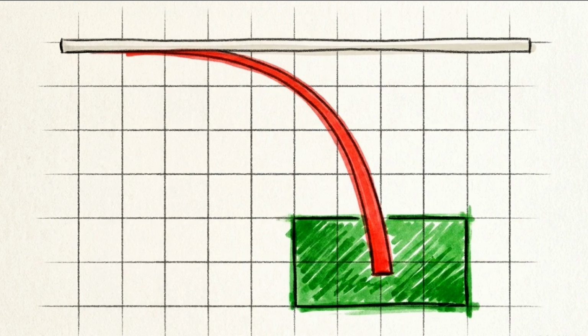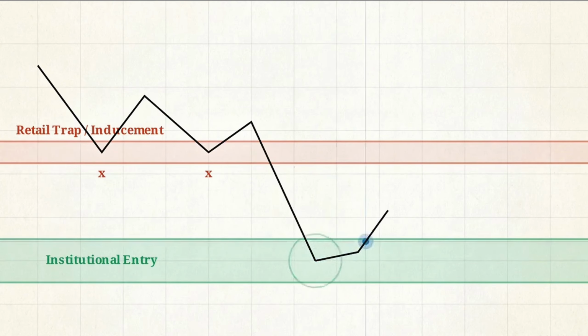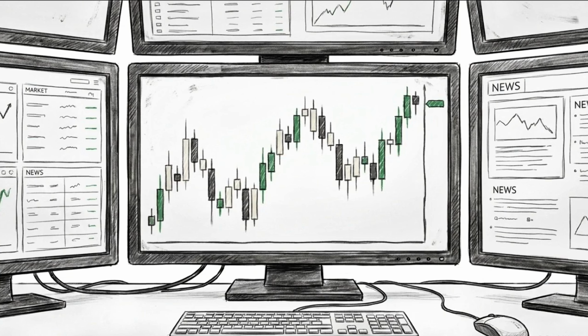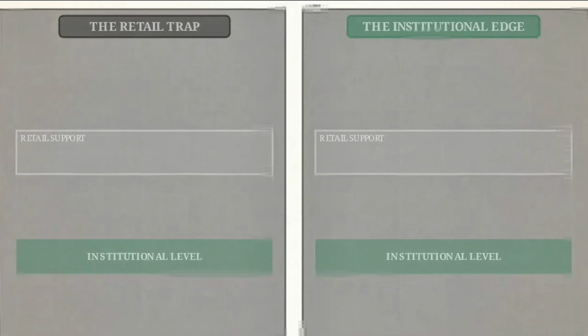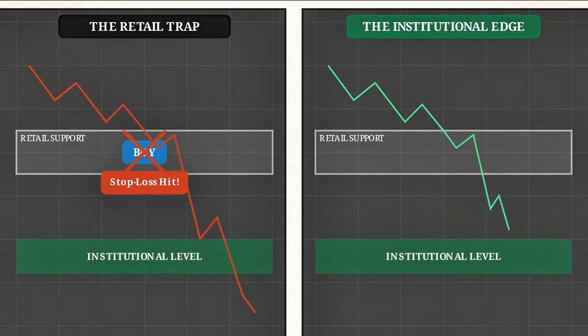Our objective is to stop you from acting as retail liquidity. We are going to map out a secure trade using institutional entry models. Open your charting platform. We are going to walk through a specific real-world example from start to finish. Aligning your entries with institutional order flow protects your capital. It turns frustrating losses into setups designed to capture liquidity from others.